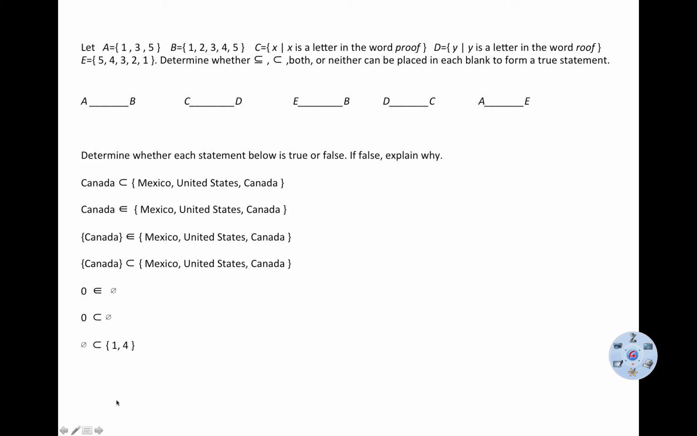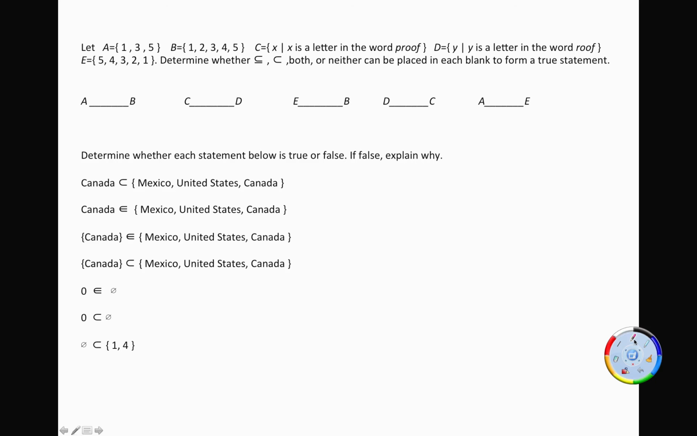All right, so let's try to answer some questions that you might see on your homework. Okay, let A be the set with the elements 1, 3, 5. B is the set of elements 1, 2, 3, 4, 5. C is the set of all x, such that x is a letter in the word proof. So P, R, O, F, right, 4 elements. D is the set of all y, such that y is a letter in the word roof. So R, O, F are my elements, 3 elements. E is the set of elements 5, 4, 3, 2, 1.